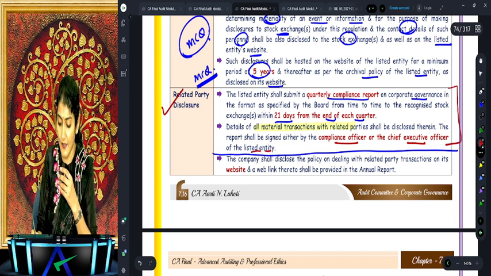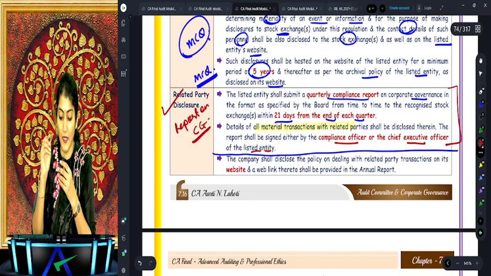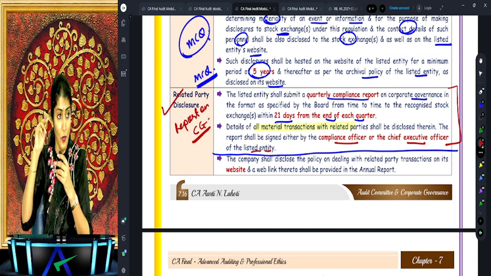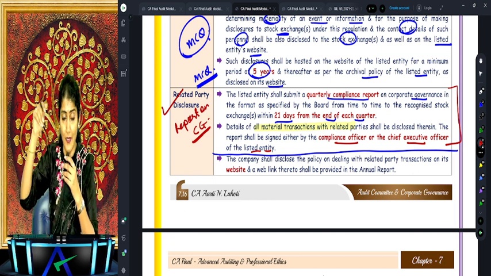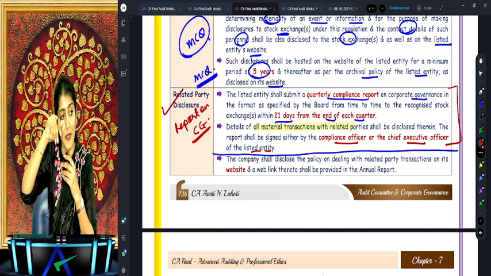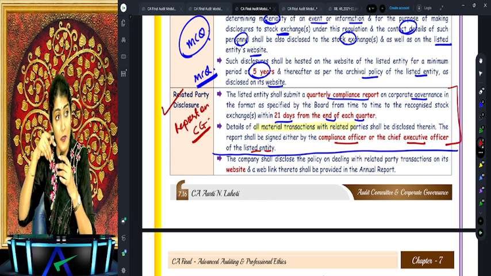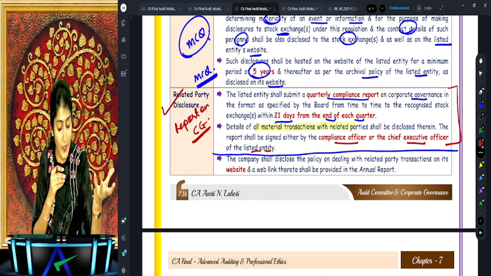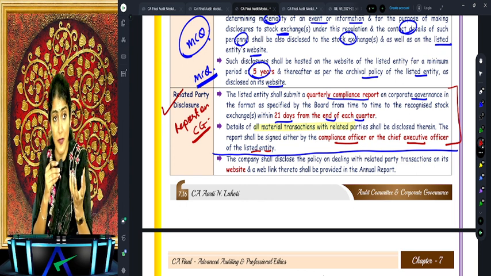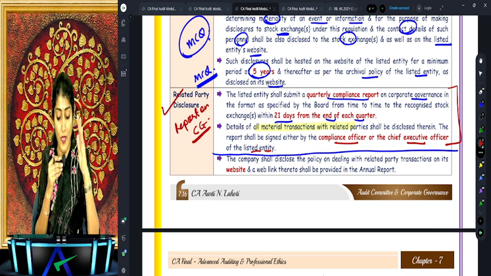So have we studied these points in the report on corporate governance in the beginning of the chapter? Right, report on the corporate governance. Are you all with me? So listed entity needs to give a report on the corporate governance to the stock exchanges in the format specified by the board within 21 days from the end of each quarter. This report will also include the details of all the material transactions with the related parties. This report should be signed by the CEO or the compliance officer of the listed entity.